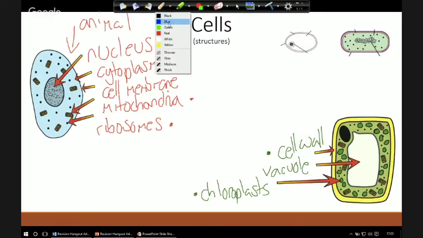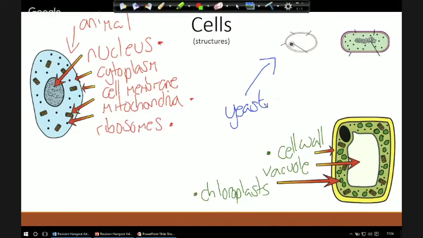Now, finally, with all the structures of the cell, you do need to know 2 other specific types. The first are yeast. Now, yeast cells are tiny microorganisms. They have a nucleus, they have a cytoplasm, a cell membrane, but they're actually surrounded by a cell wall. So they are different to animal and plant cells. They've got a combination of a few key structures.